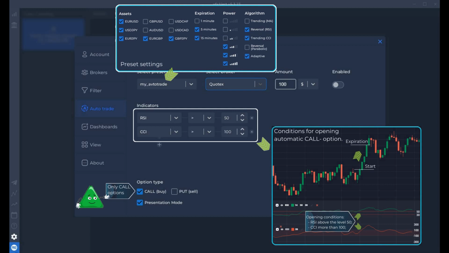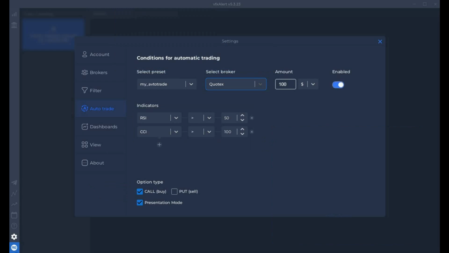We will open only call options, a strategy based on technical indicators. Simple conditions. CCI above 100 indicates a strong trend. When the RSI is in the overbought zone above the 50 level, we open an option. Turning on auto trade.